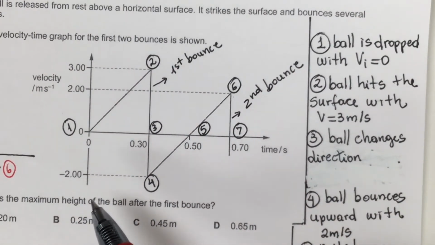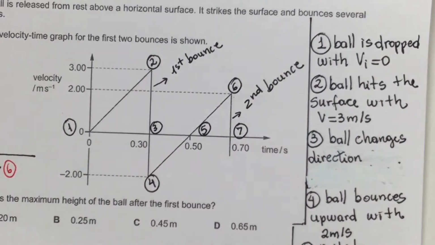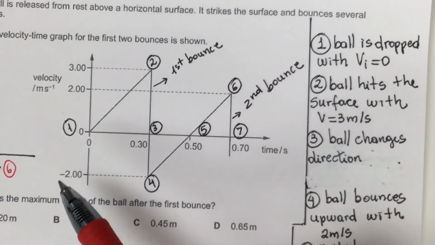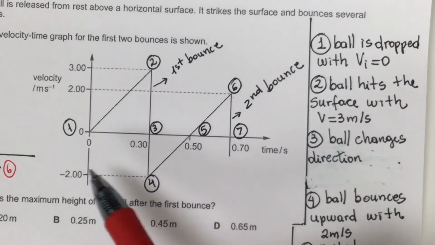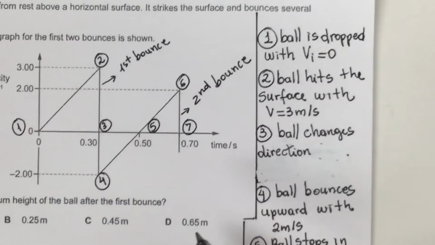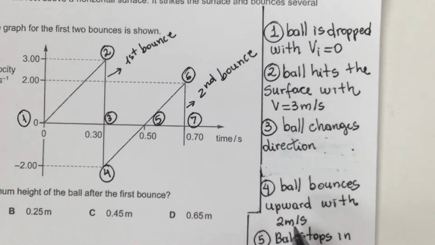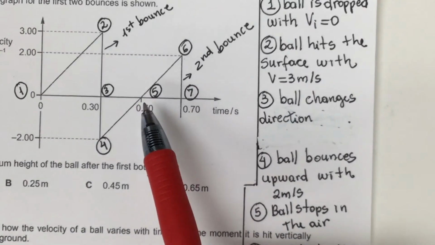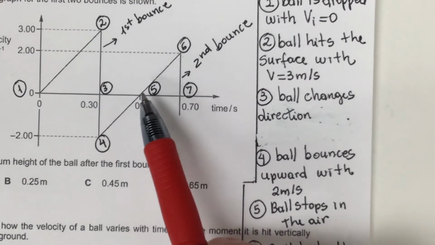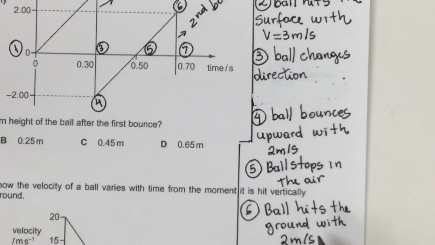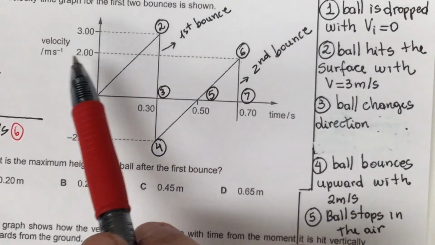Maybe because of the loss of kinetic energy into other types of energy like sound and heat. So the ball here is going to bounce back with a different value, and the negative indicates that it's going to bounce back upward with a speed of 2 meters per second. Then at 5, the ball stops in the air. And then at 6, the ball hits the ground with a velocity of 2 meters per second.